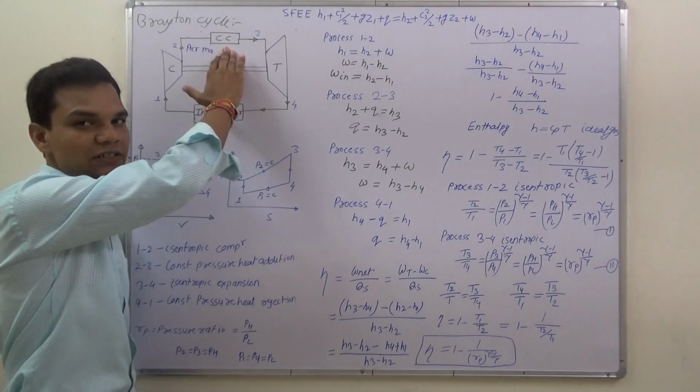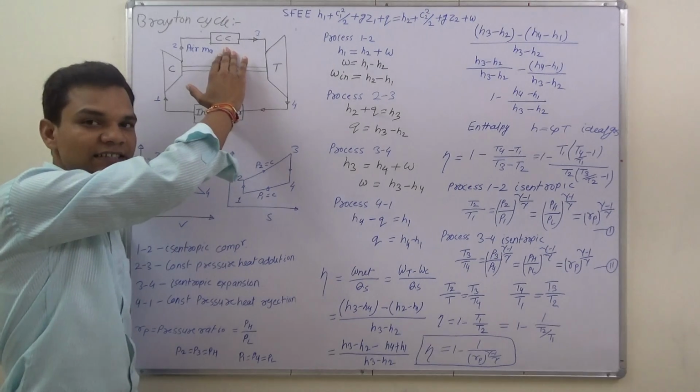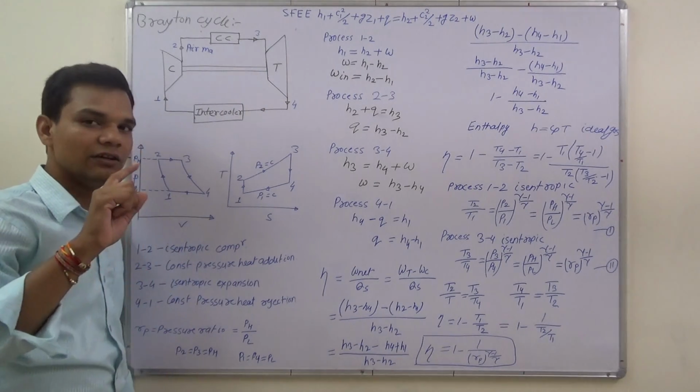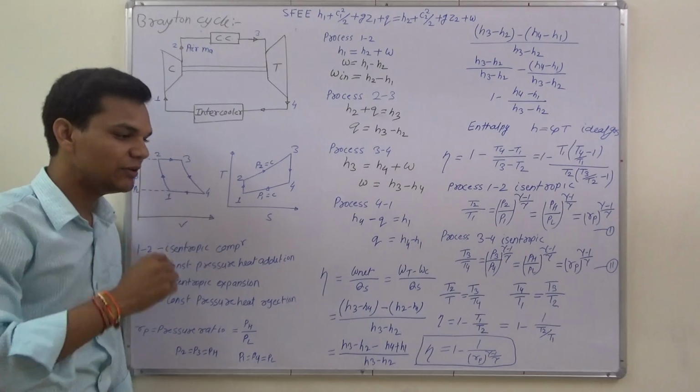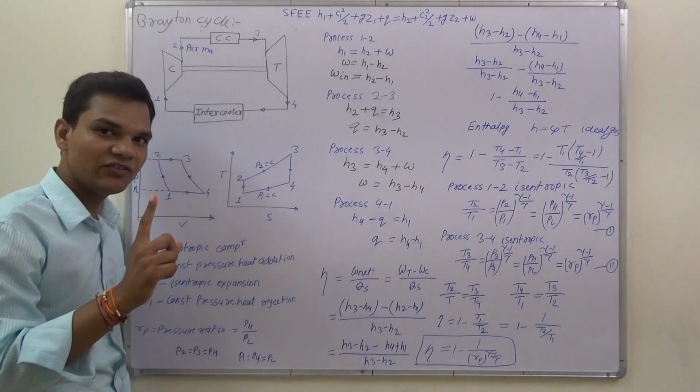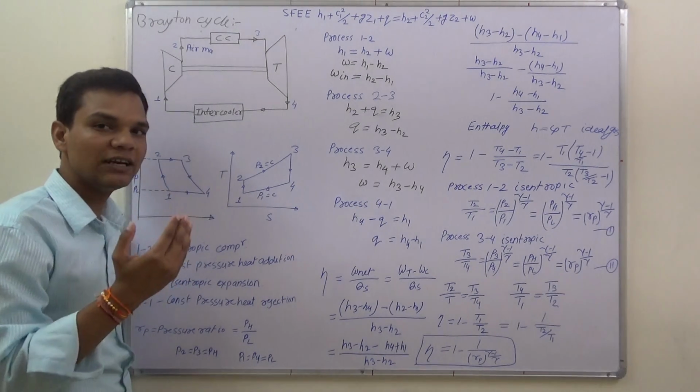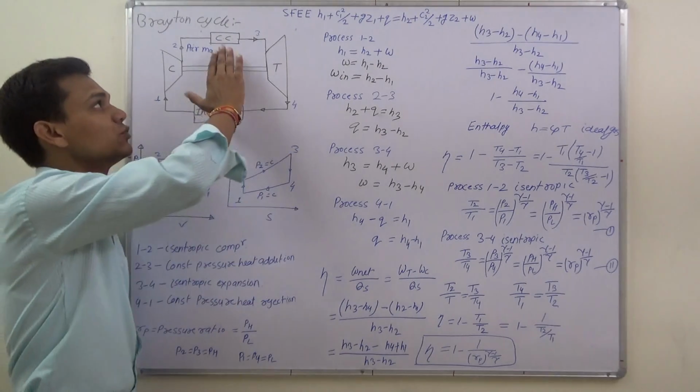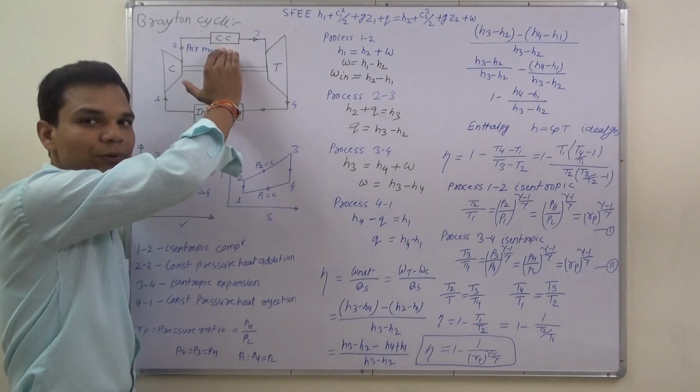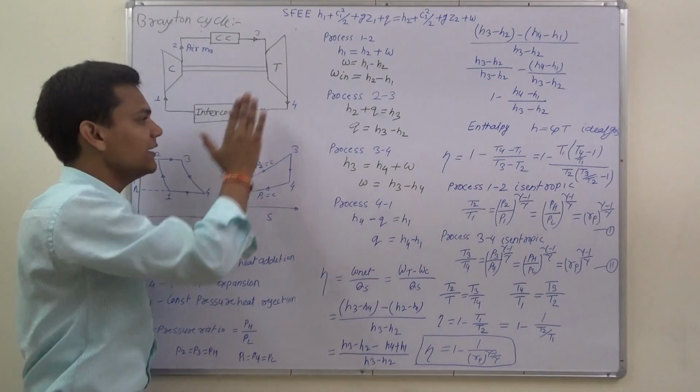In place of combustion chamber, we use heat exchanger, because in a closed cycle the working fluid stays inside, so only one fuel of better quality we can use for the cycle. So in place of combustion chamber we use heat exchanger, then turbine and intercooler.